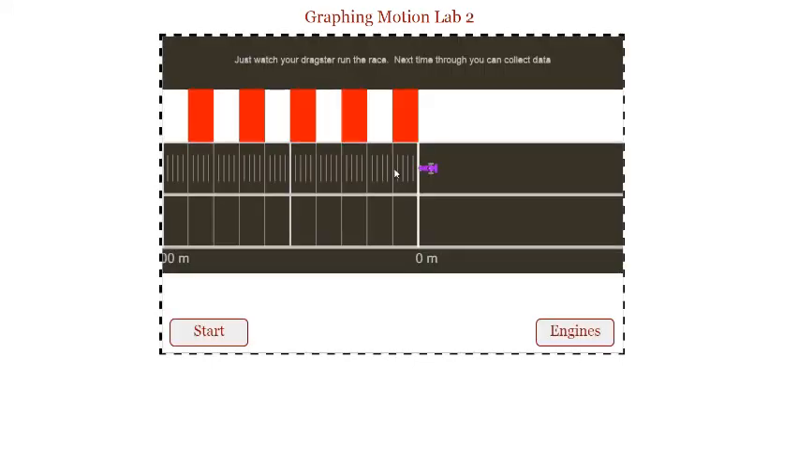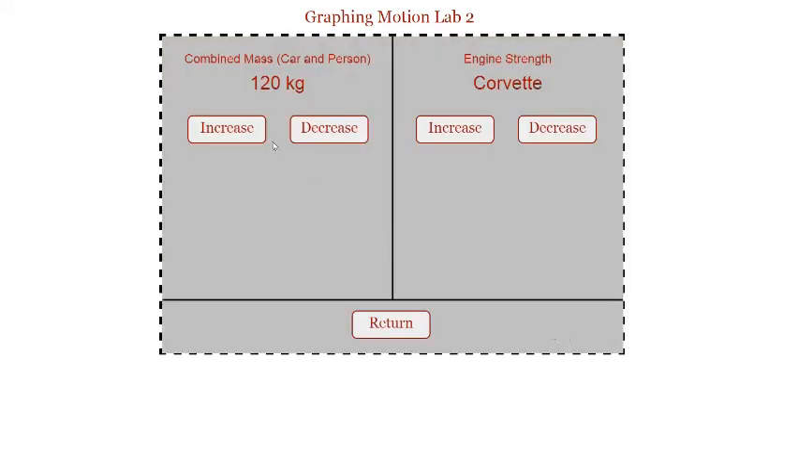the actual interface. Now, as is mentioned in the quiz instructions, you can pick a bunch of different variables if you want. You can change the combined mass of the car and person, make it heavier, lighter. You can increase the engine strength. You can make it a Porsche. You can make it a Corvette. What else can you make it? You can make it a Fiat if you want, or a Yugo. Most of you are not going to know what a Yugo is, but I encourage you to look that up.